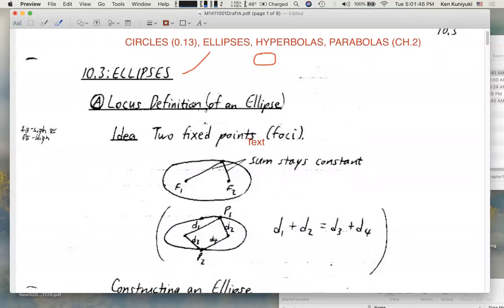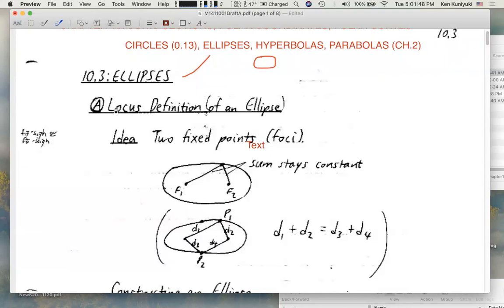The locus definition of an ellipse. Well, what do we mean by a locus definition? That's more of a set theory or a geometric definition of a geometric figure. So for example, what's the locus definition of a circle? Well, for a circle, you have a fixed point called the center, right? And a circle consists of all points that are equidistant from that fixed point, that distance being the radius. And you don't need x coordinates or y coordinates to talk about that.